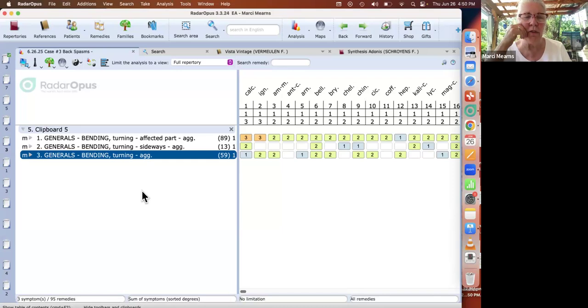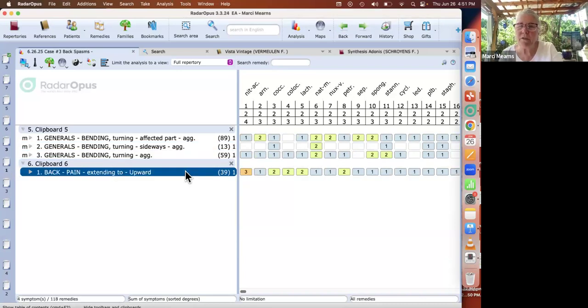I had to go back and take a look at this because the symptoms in the back chapter, if you go look for worse bending, worse twisting, worse turning, that kind of thing, you're not going to get anything useful. They're very small rubrics. So I went to generalities and I combined all these together. So this is merely one symptom, worse with the twisting and turning.